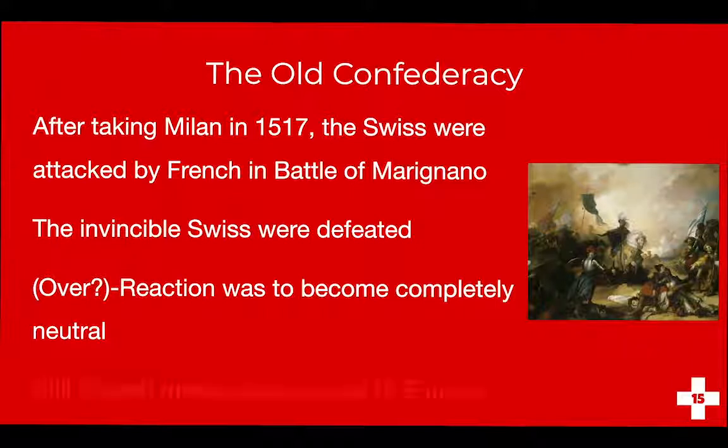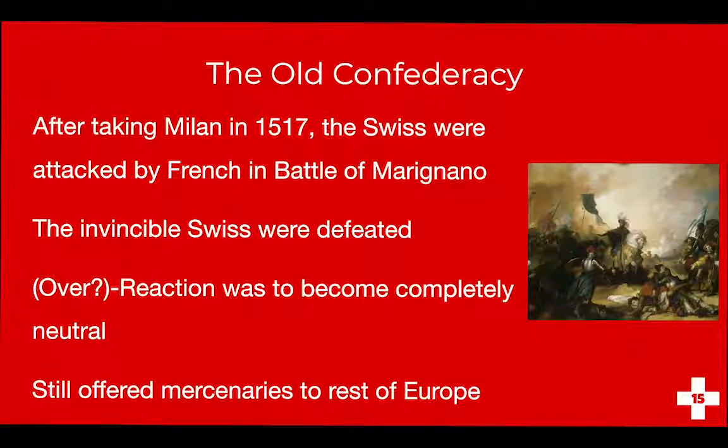But what they did was they still offered mercenaries to the rest of Europe. So while Switzerland itself continued to be neutral, they continued to provide mercenaries for the rest of Europe, and it was a huge business for them, actually.